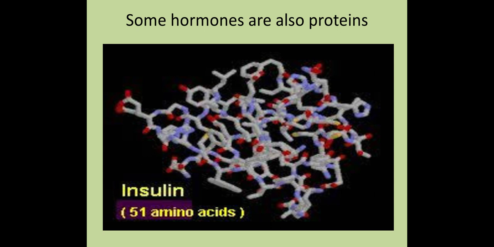Some hormones are also proteins. The best example is insulin. Another proteinaceous hormone is glucagon. Both these hormones are required for the regulation of blood glucose level.